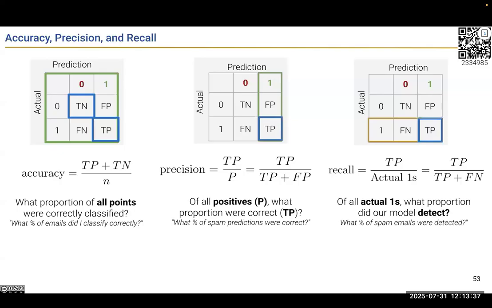What proportion did we actually label as positive? So for the spam example, what is the percentage of spam emails that we detect?